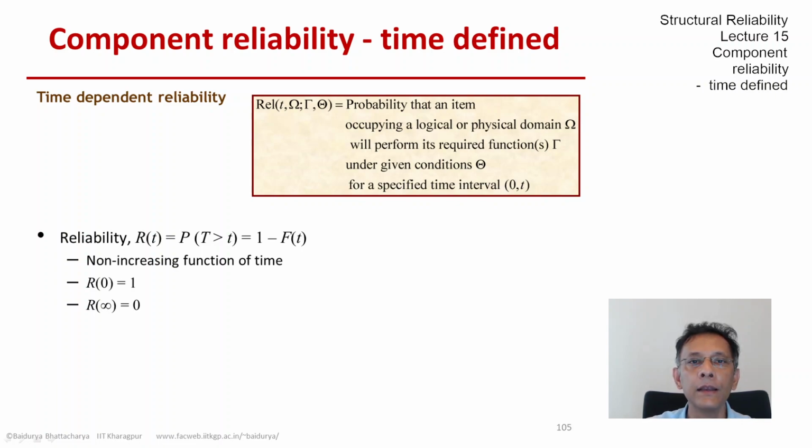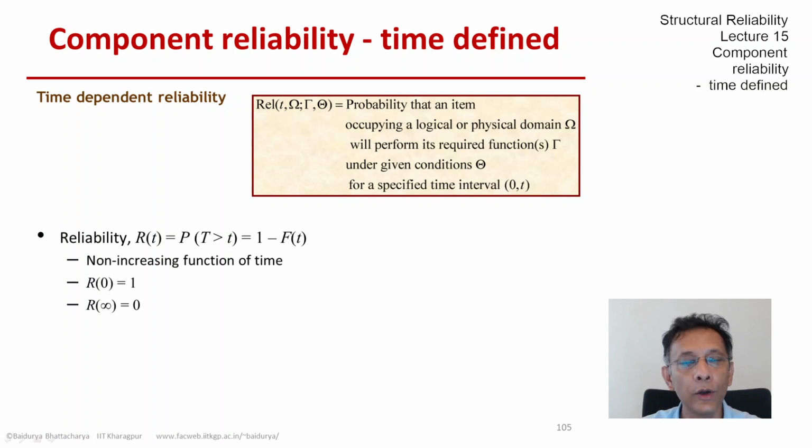So what we are left with is a very simple definition of reliability, that the time to failure will be greater than the instant of time small t in question, which is also nothing but the complement of the cumulative distribution function, the CDF. So going back to the properties of CDF F, we can state that our reliability function is a non-increasing function of time.